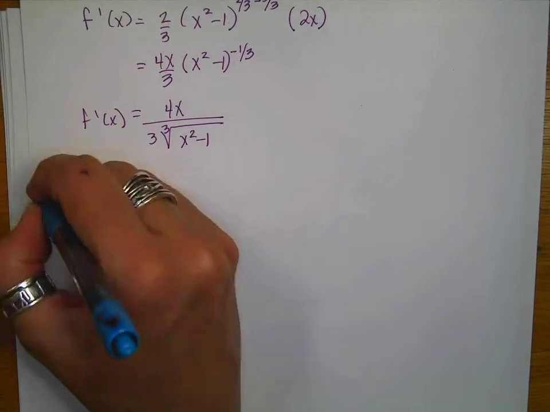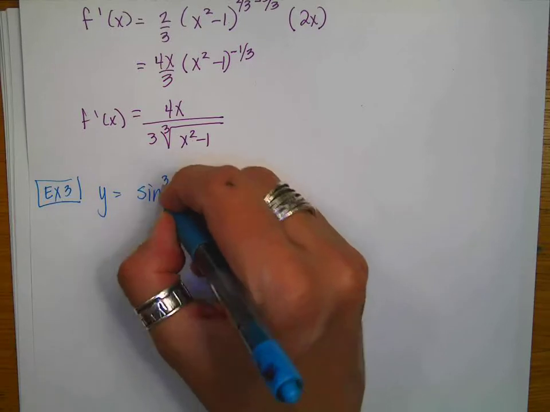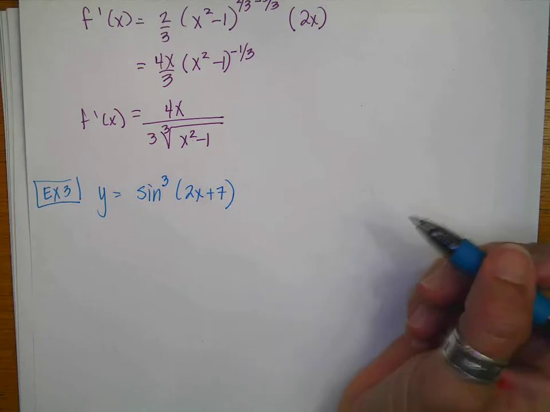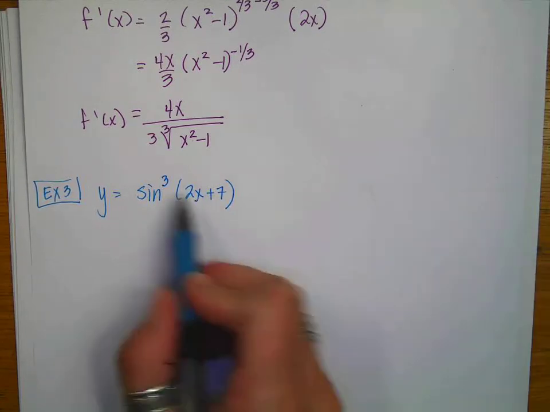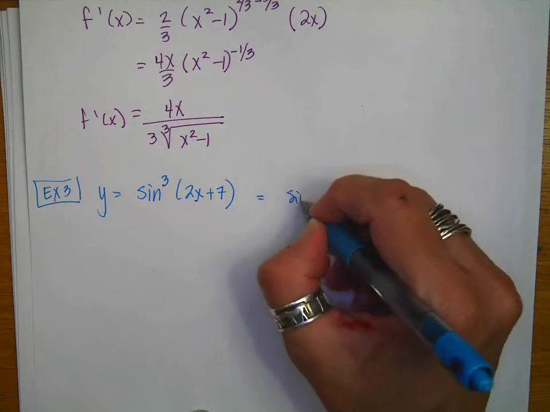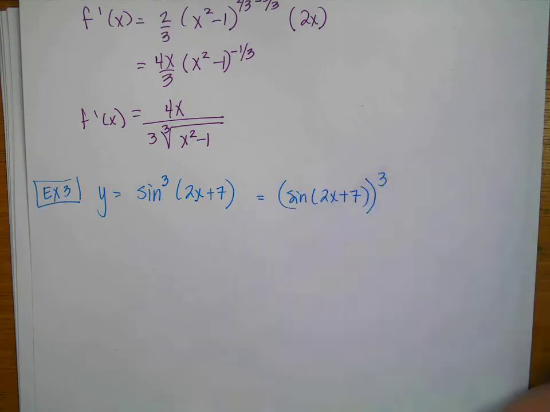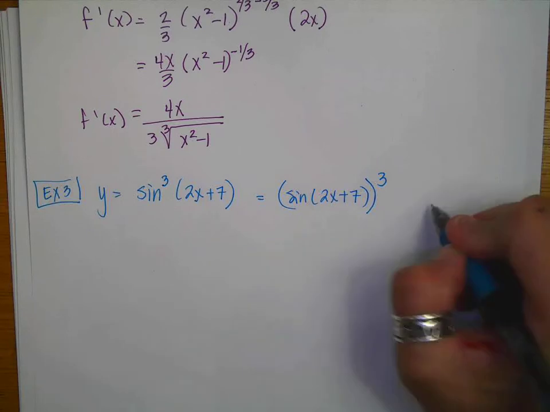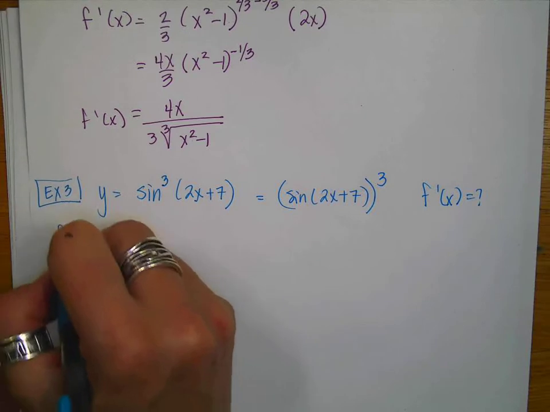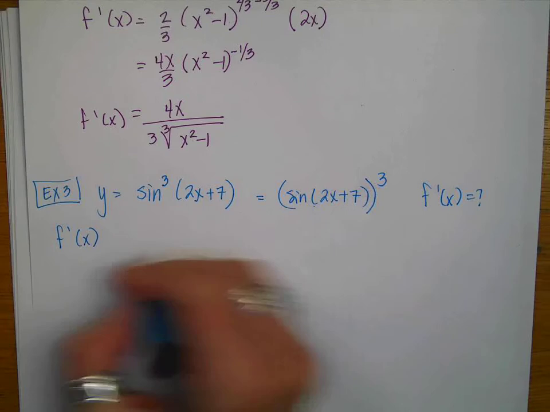All right, the third example, we're going to have y is equal to sine cubed of 2x plus 7. So this is the chain rule because now it's not just an x on the inside, but I also have a power. And so one of the ways that it helps, I think, to think of this is to rewrite it like that. And so now, if I work on the derivative, f prime of x, what starts inside stays inside.